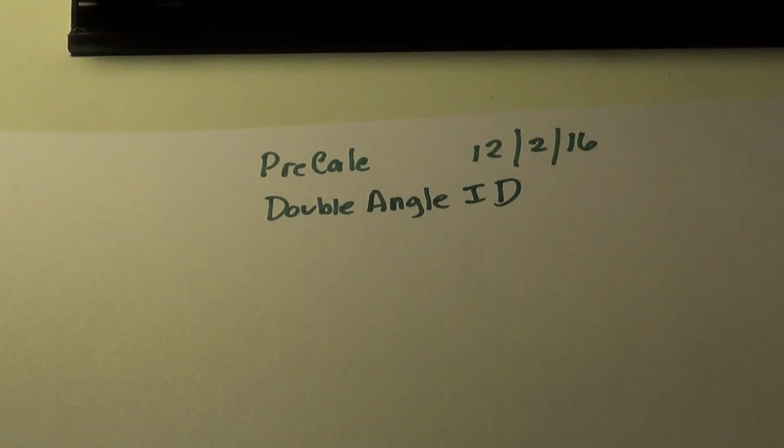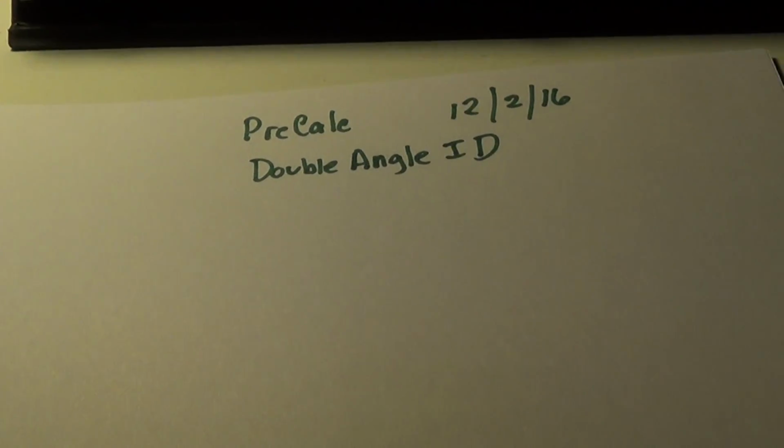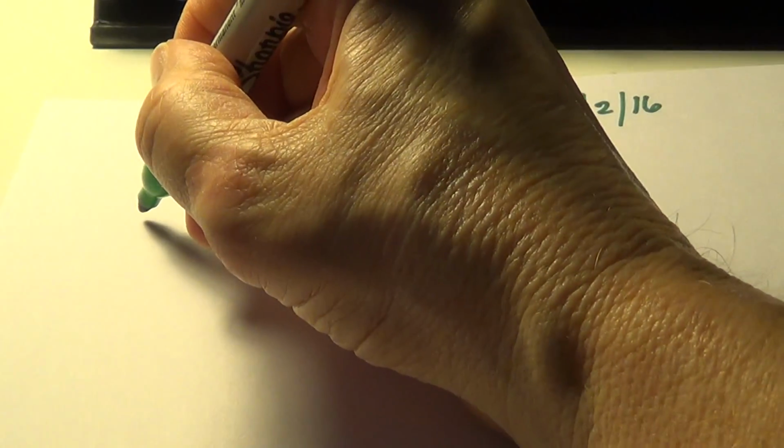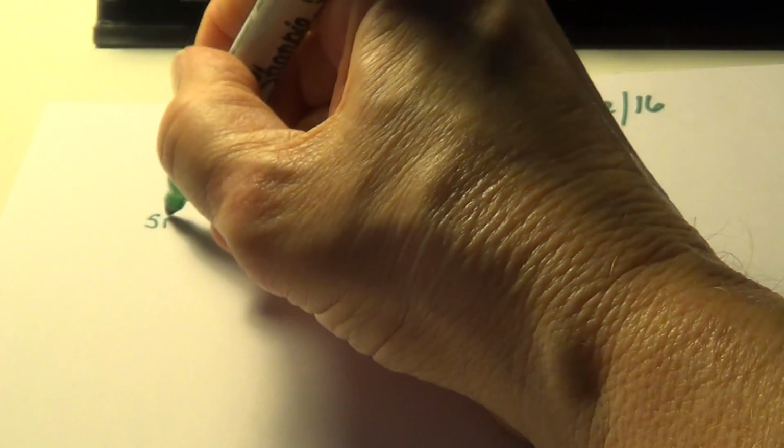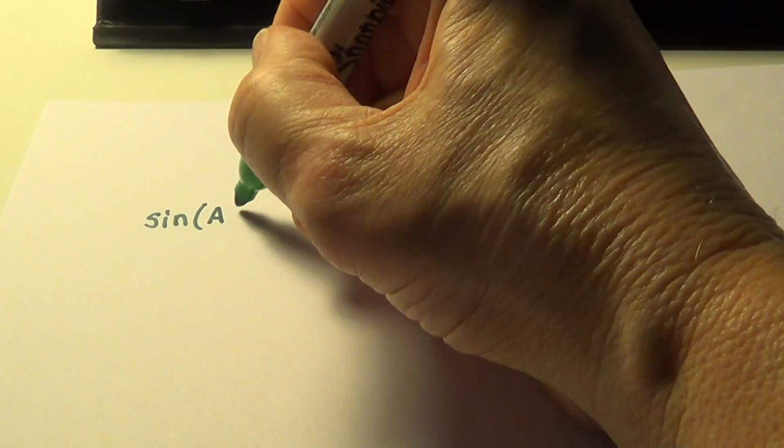So we're going to develop from what we already know. We're going to develop the sine of 2A, the cosine of 2A, and the tangent of 2A. So before we can do that, we must revisit our trig IDs for sum and difference.